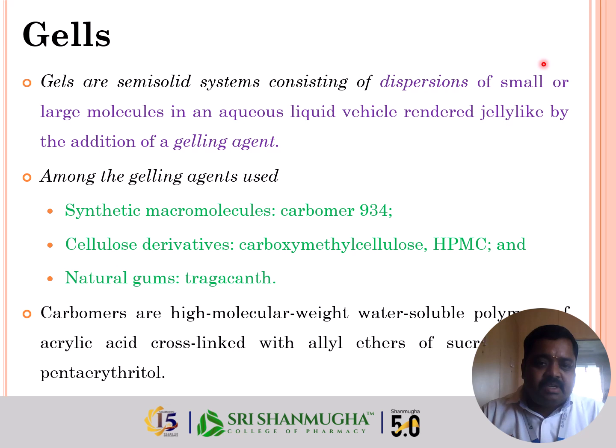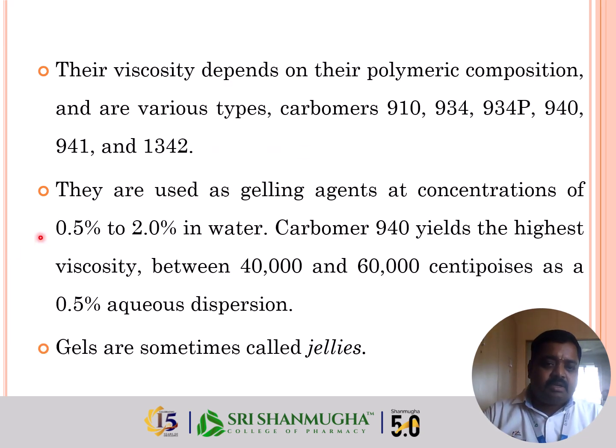So gels are semi-solid systems consisting of dispersions of small or large molecules in an aqueous liquid or vehicle, rendered jelly-like by the addition of a gelling agent. Among the gelling agents are synthetic macromolecules, for example carbomer in different grades; here I have mentioned 934. Cellulose derivatives, CMC, HPMC, and natural gums like tragacanth are advisably used for their gelling characteristics. Most probably all these gelling polymers are high molecular weight in nature.